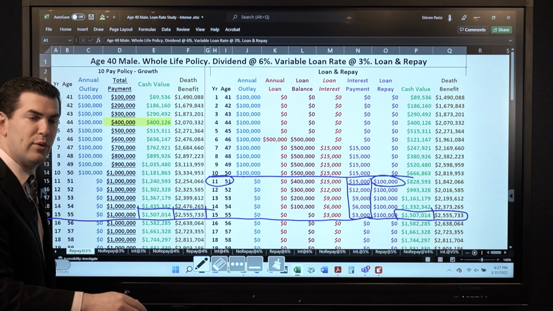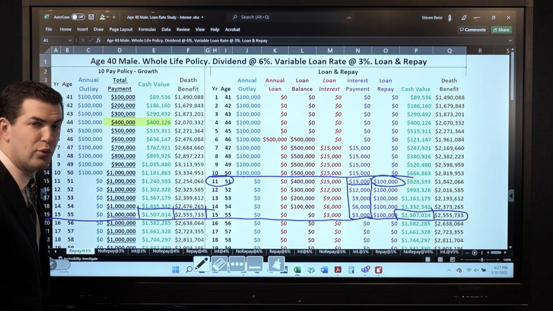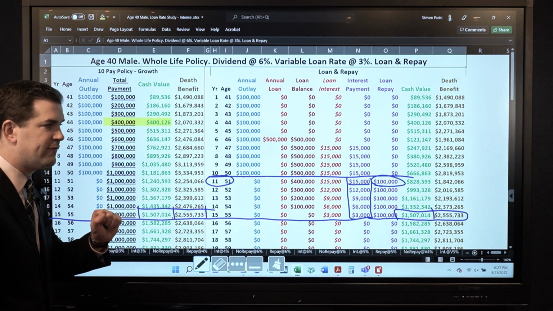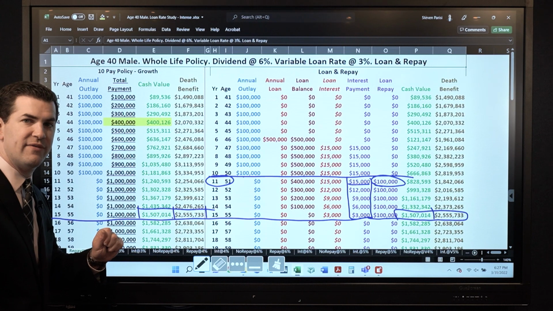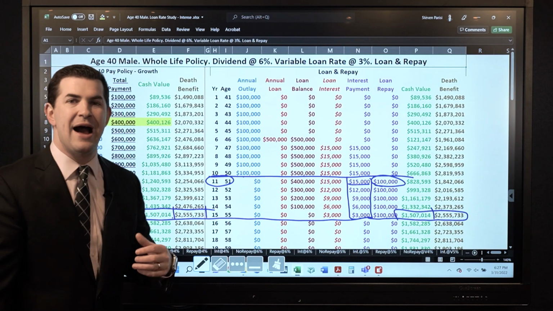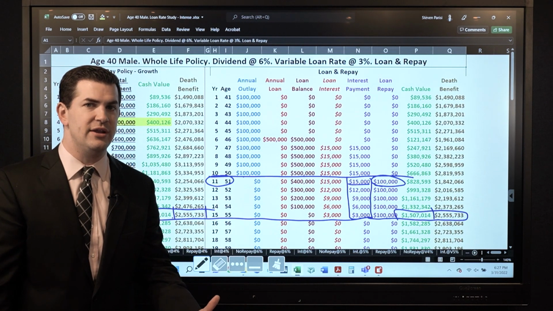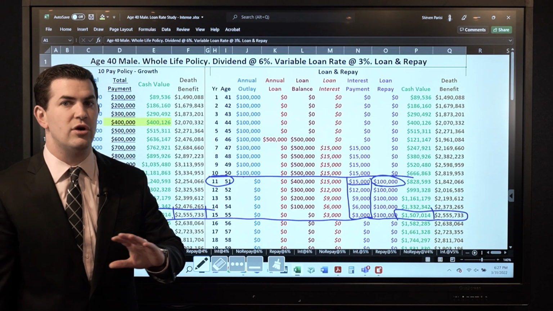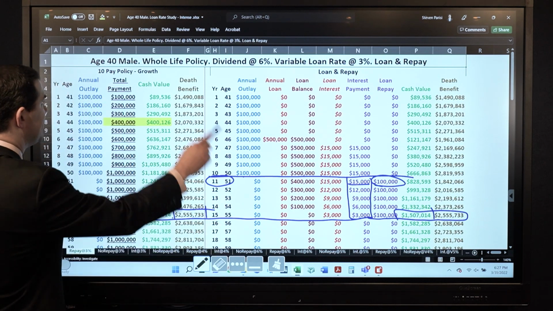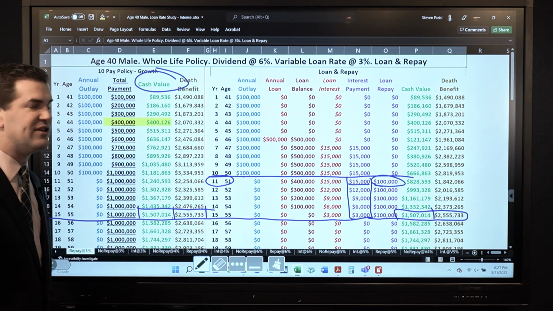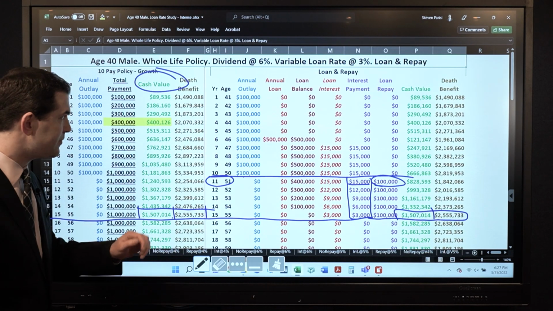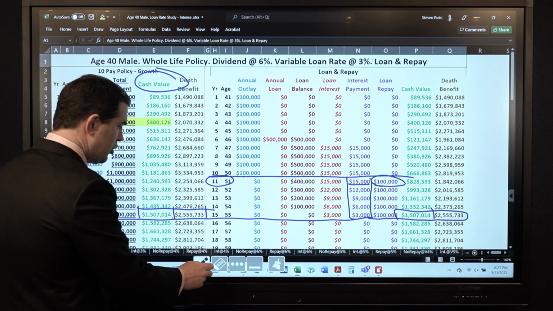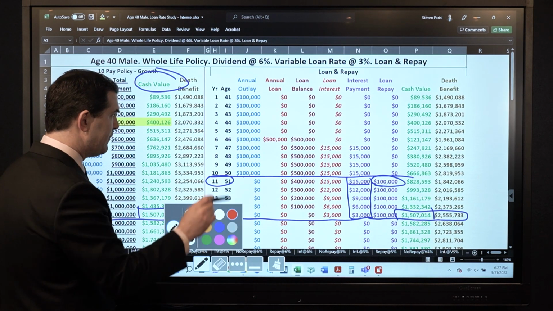1507, so just over 1.5 million. Death benefit, 2.55. What do you see on the far right? Identical values. Because this is a non-direct recognition policy, the dividends and interest applied to the policy are identical across the board. I'm still earning dividends on my full cash value as if I never touched it in the first place.